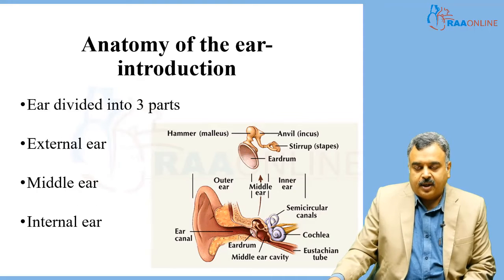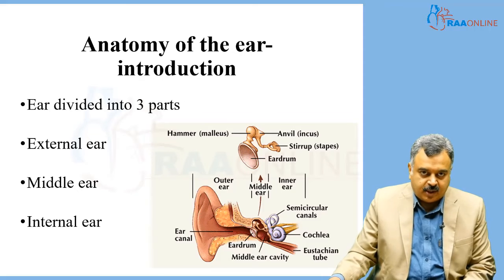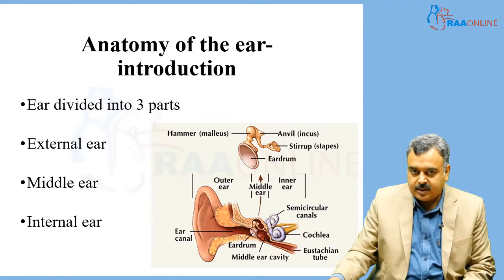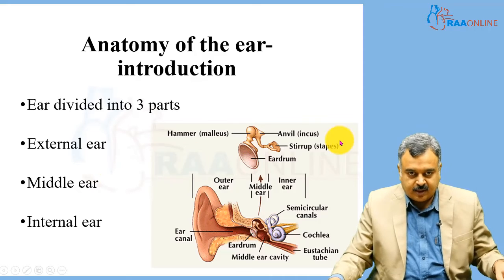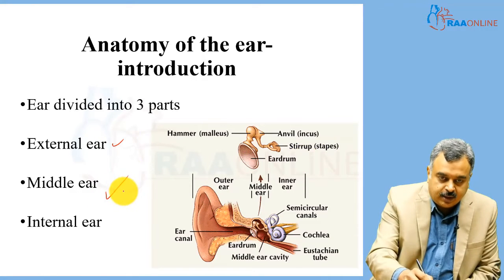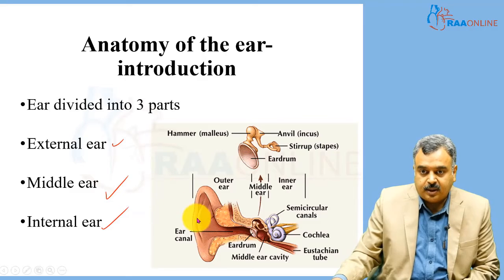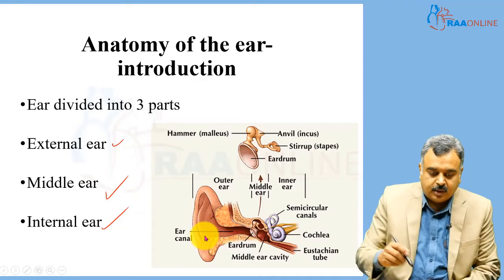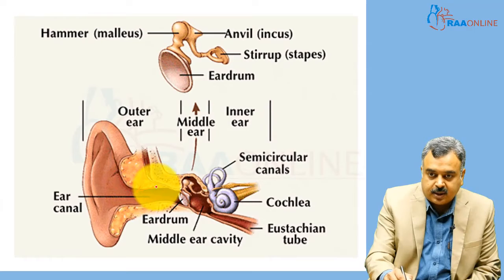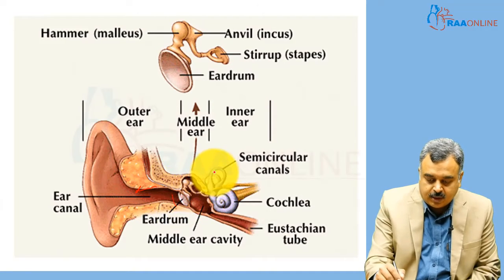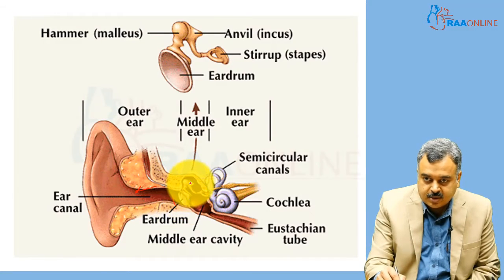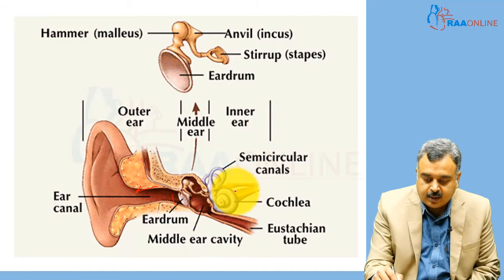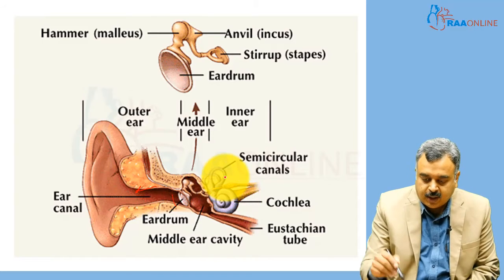So let us start with the basic introduction of the anatomy of the ear. It can be divided into three parts, which is basically the external ear, the middle ear and the internal ear. The external ear comprises the pinna and the external canal up to the eardrum. The middle ear consists of the tympanic membrane, the ossicles and the other contents of the middle ear, and the internal ear basically consists of the bony and membranous labyrinth, which are responsible for our hearing and for balance.